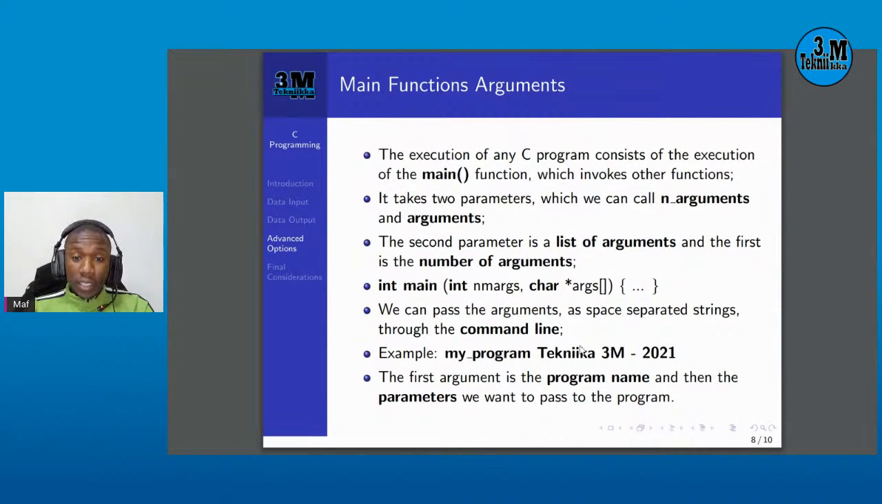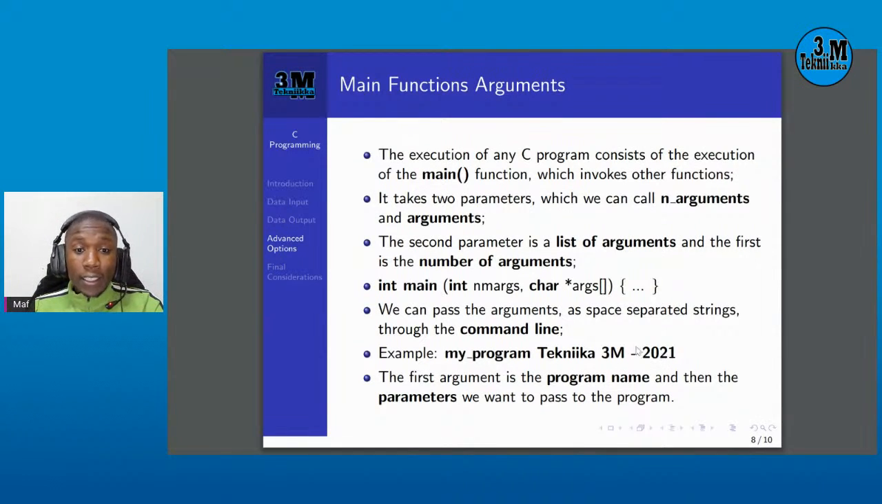These are some strings. This is one string that I'm calling Tekniikka. This 3M is another string. This dash is another string, and 2021 is another string. So right now we have 1. This is the program. We have 2. We have 3, 4, and 5.